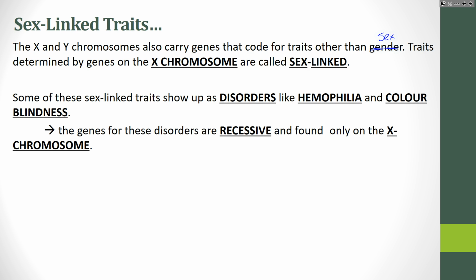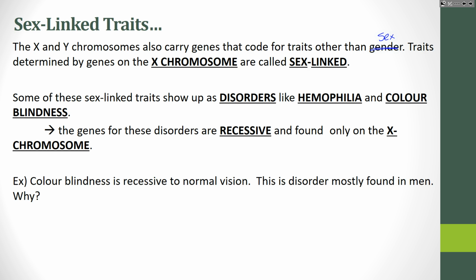So the way we would show that, let's talk about normal vision and color blindness. If we're talking about color blindness, normal vision is dominant. So I'm going to use capital N for normal and a little n for color blindness. Now typically in any trait you need to have two genes to have a trait. But because these are carried on the X chromosomes, we're going to actually write it like this. So that would be X with a little n and X with a big N.